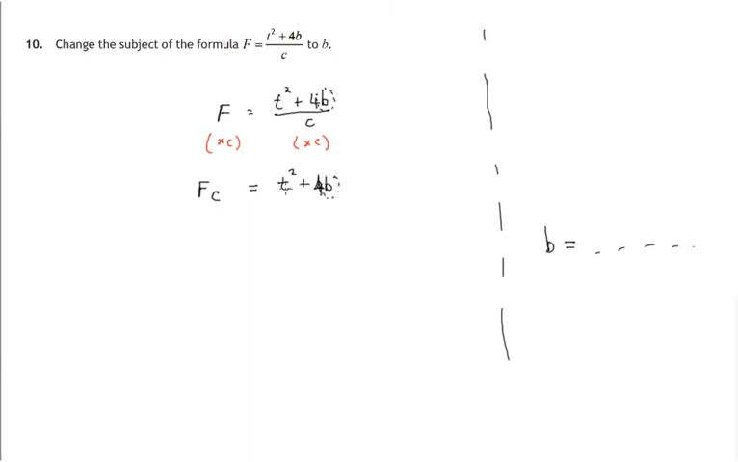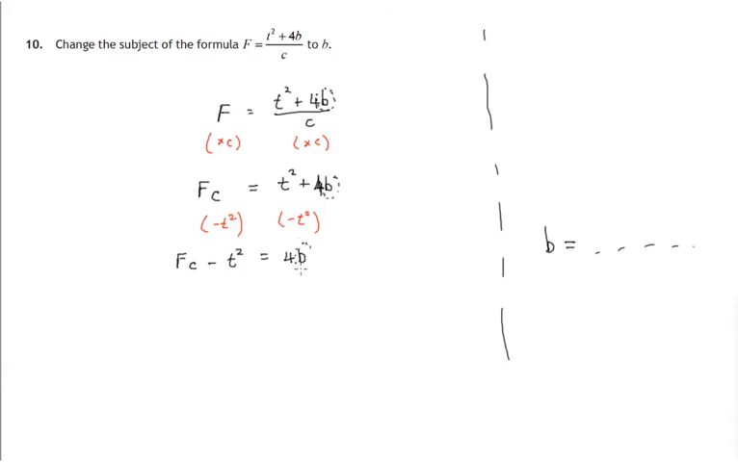Look at this. Here's a adding t squared. Well, what would the opposite of adding t squared be? That would be subtracting t squared. And again, to balance equations, you always need to do the same to both sides. So that's our next move. We'll get f times c, minus t squared. And we've got rid of that t squared. We're left with 4 times b.